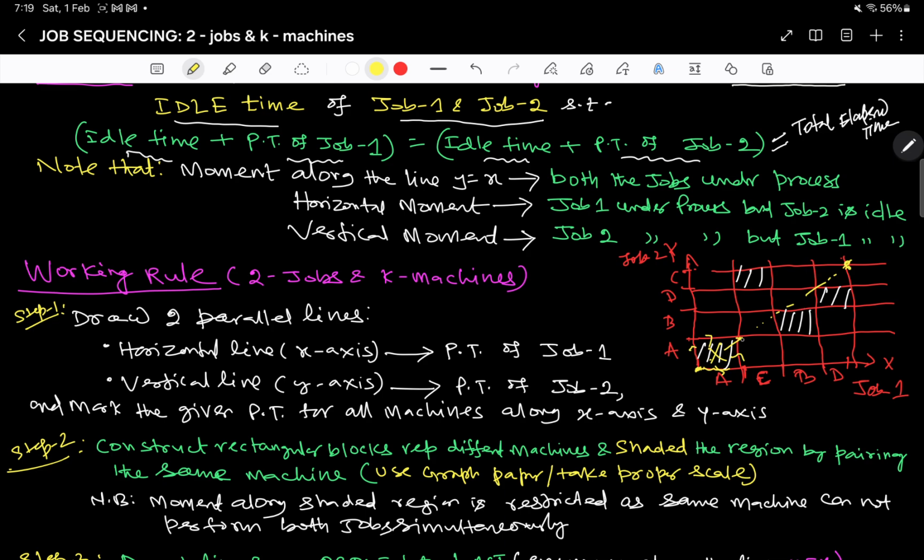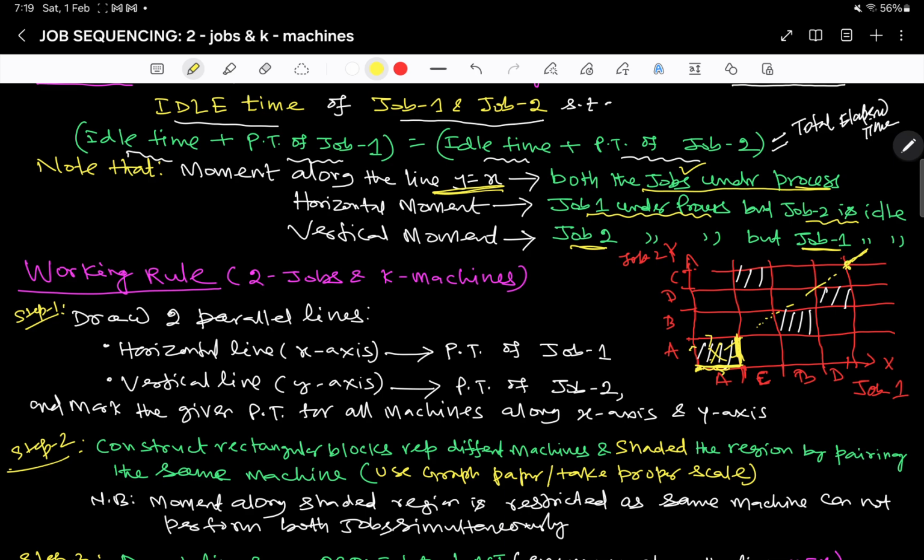As I have told you, the diagonal movement along the line y equals x means both the jobs are under process. The horizontal movement means job 1 is under process but job 2 is idle, and the vertical movement means job 2 is under process and job 1 is idle. So as far as practicable, we have to find the diagonal movement so that both jobs are under process, which will minimize the idle time.